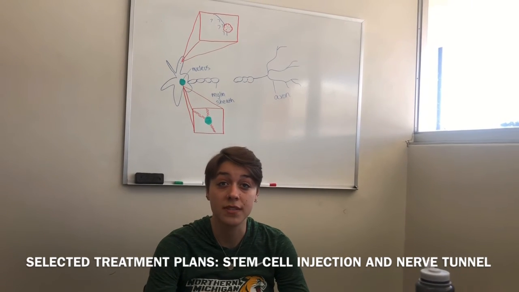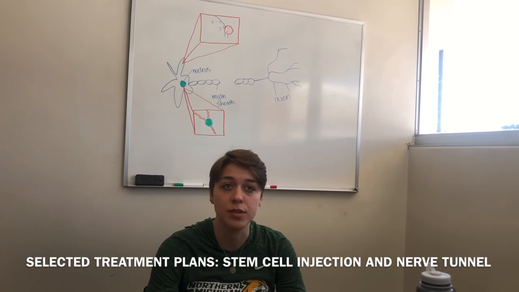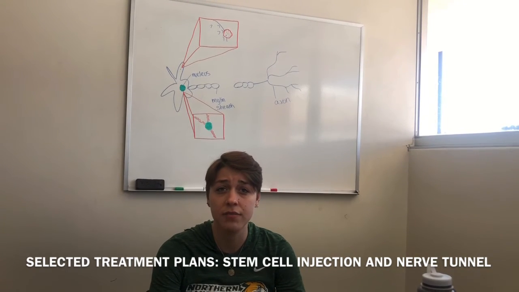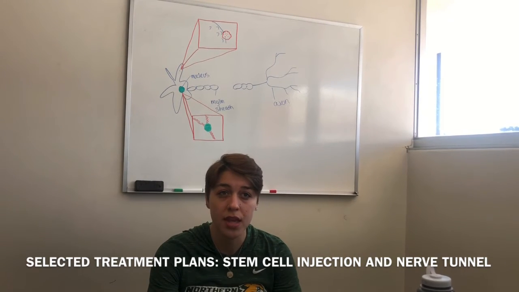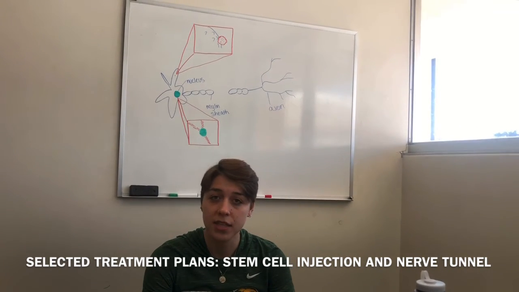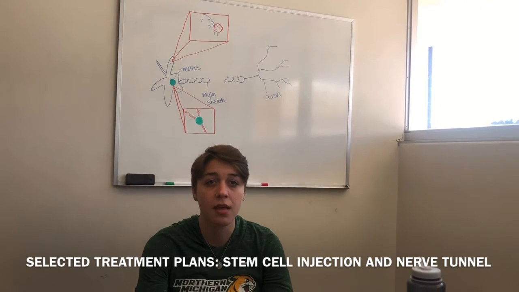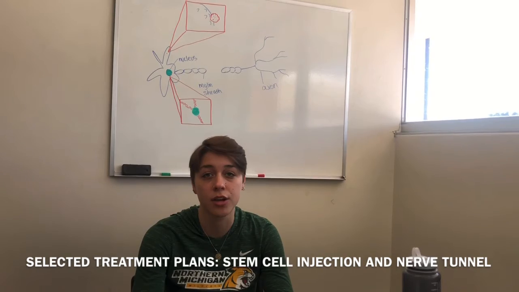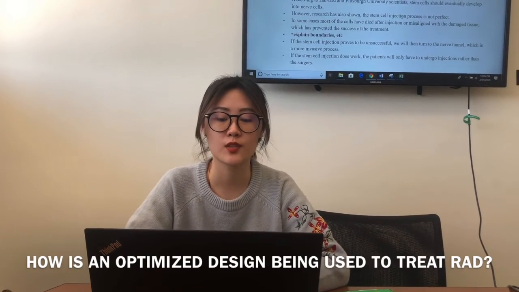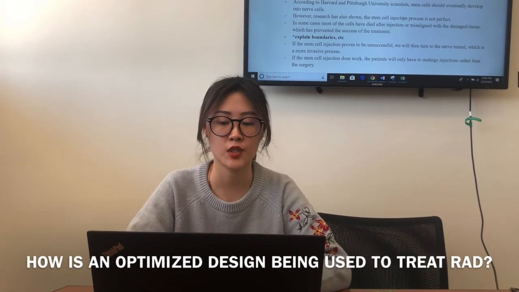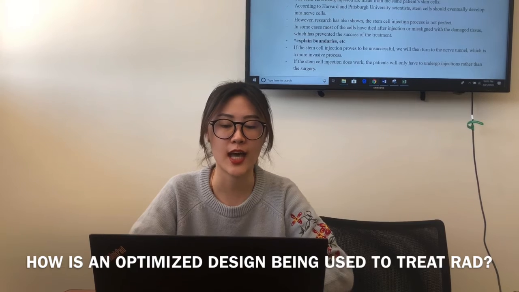RAD has damaged nerve cells, which is preventing the nerve cells from sending signals and messages to each other. The nerve tunnel involves implanting a plastic tunnel to direct new tissue growth in the damaged area. The plastic tunnel will help direct new nerve tissue growth in the correct direction, thus making it possible for the nervous system to send signals. So, how do scientists use both stem cell injection and the nerve tunnel to create an optimized design? How does this optimized design help treat the RAD disease?